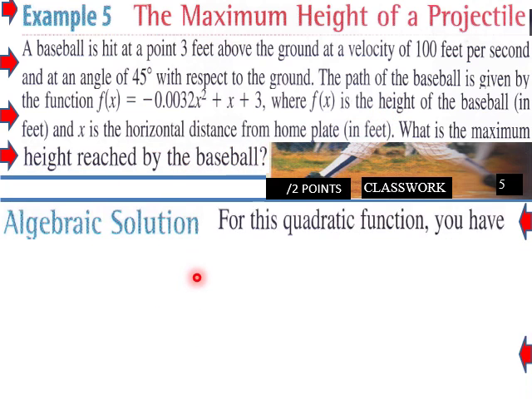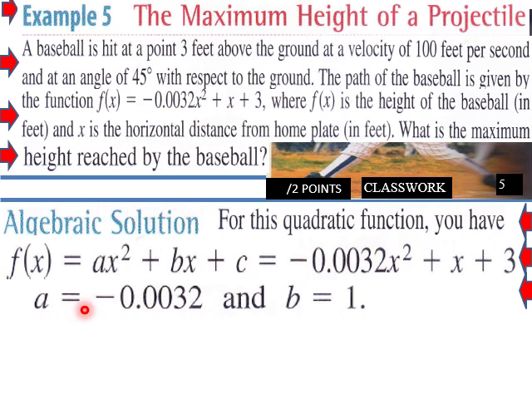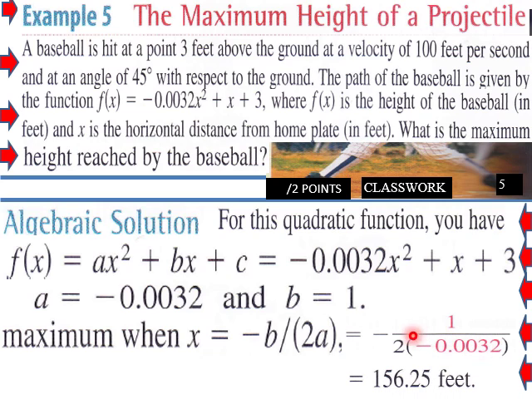So for this quadratic, here's our standard form. We just plug in our values here. Then a equals negative 0.0032 and b equals 1. Here's our b here. So for negative b over 2a for our x coordinate, we plug in. We have negative of 1 over 2 times negative 0.0032. We crunch that number and we get 156.25 would be our x coordinate for the vertex of the parabola.